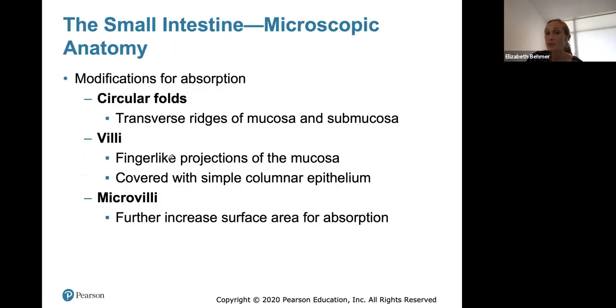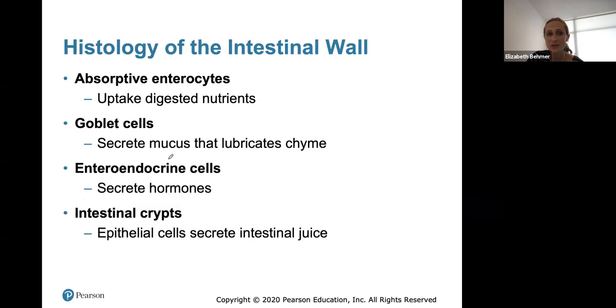So there's modifications for absorption in the small intestine. You have circular folds, villi, and microvilli, all kind of for absorbing everything that the small intestine needs to. Here are histology of the intestinal wall.